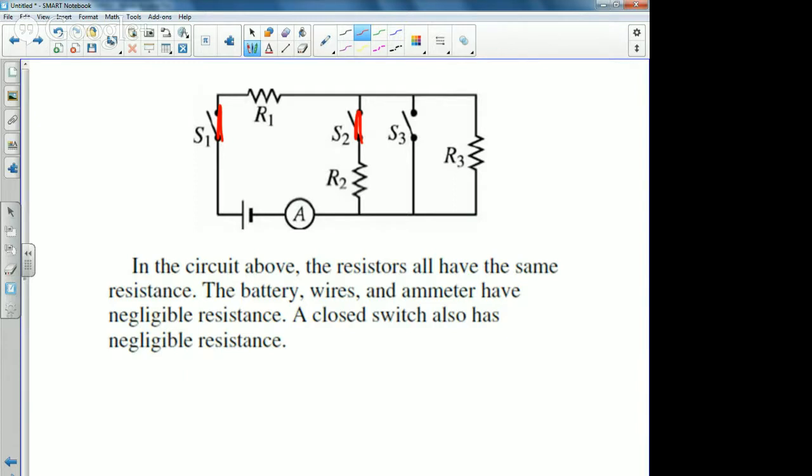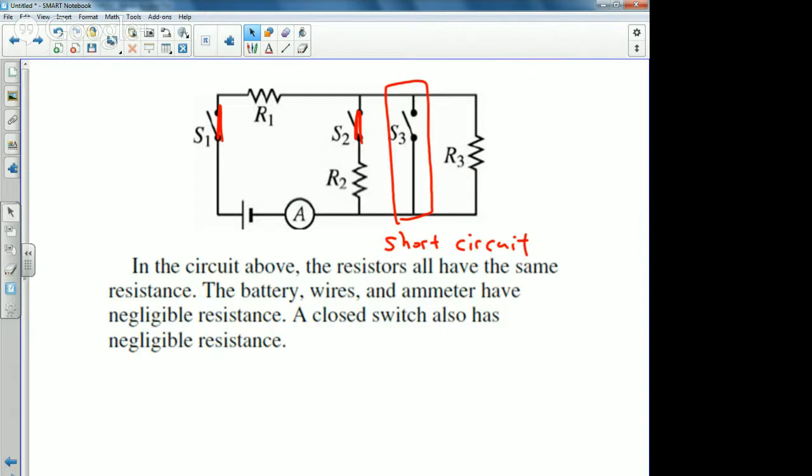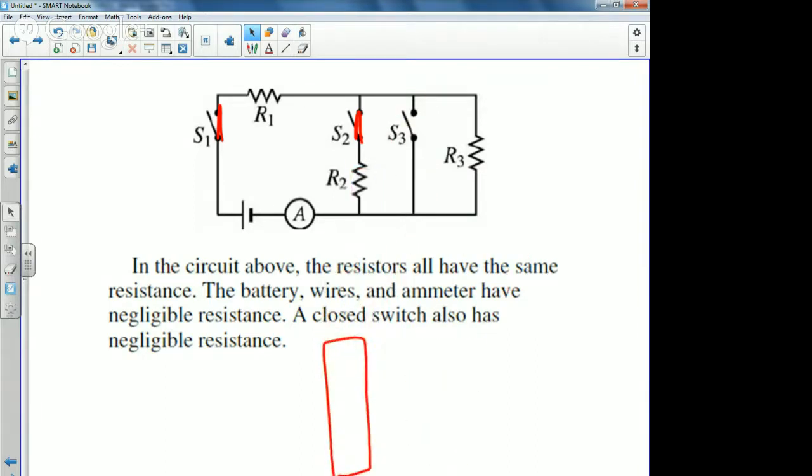I want you guys to understand, this wire over here is what I call a short circuit. Now, why is it called a short circuit? Basically, when a short circuit occurs, everything else turns off. Let's talk about why. Normally, when current flows through and reaches this junction, it's going to split. Some will go here, some will go here, and some will go there.